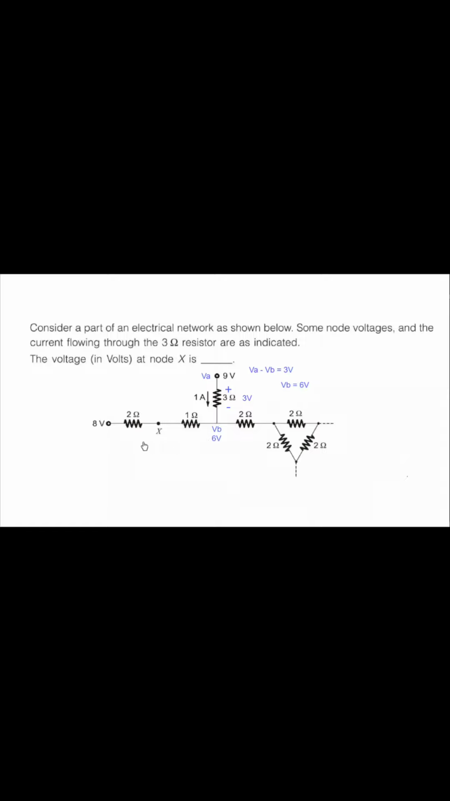And now that we have this 6 volt here, we can subtract that 6 from this 8 volt to get the entire voltage drop across these two resistors. We can see that both resistors are in series, so we can combine them and make a single resistor. And if I take the entire drop and divide it by the resistance value, I would get the current across this branch, which is 2 by 3 amperes.